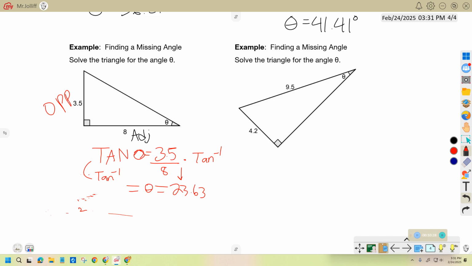Very good. So we'll start with the bottom and work our way up. First question, how many of us got 23.63-ish? Seeing lots of hands and nods. Very good. So we all agree on the answer. Happy face. Do we all agree on the choice of tangent as the appropriate function? Very good. We have opposite side, we have adjacent side.